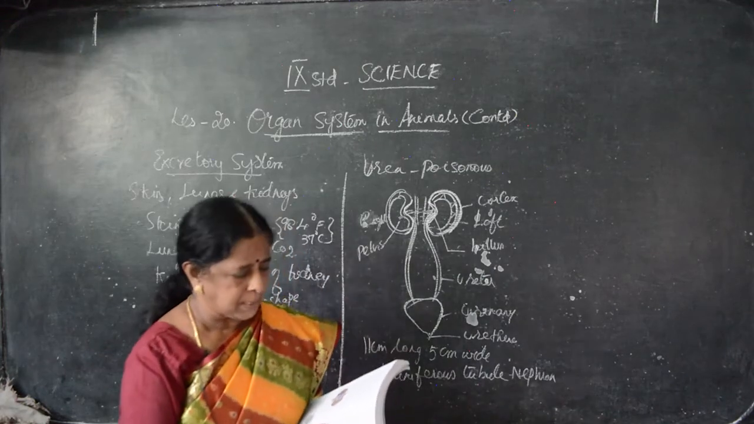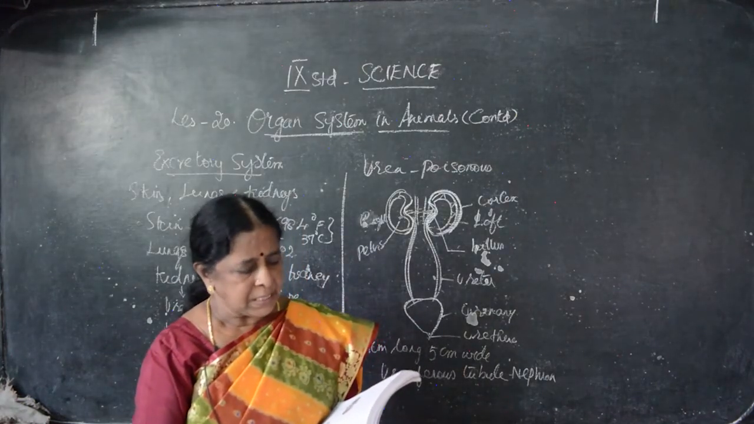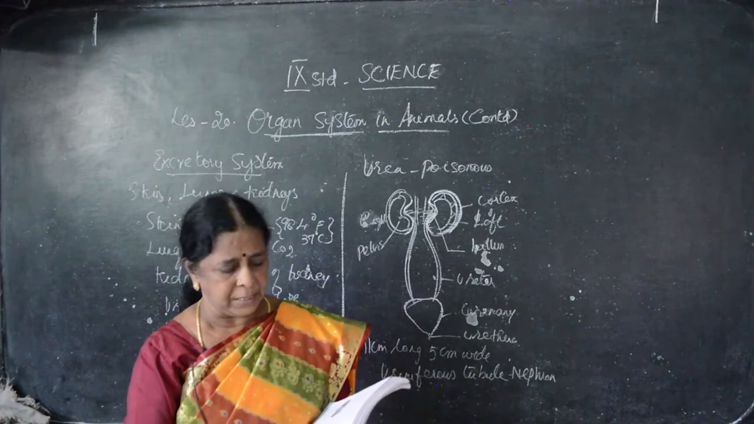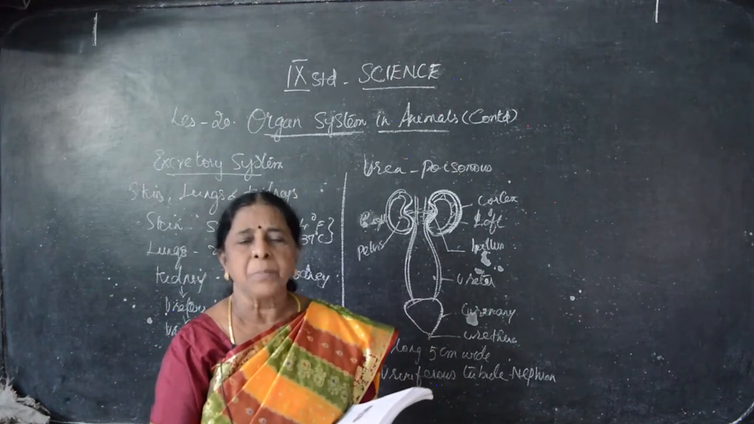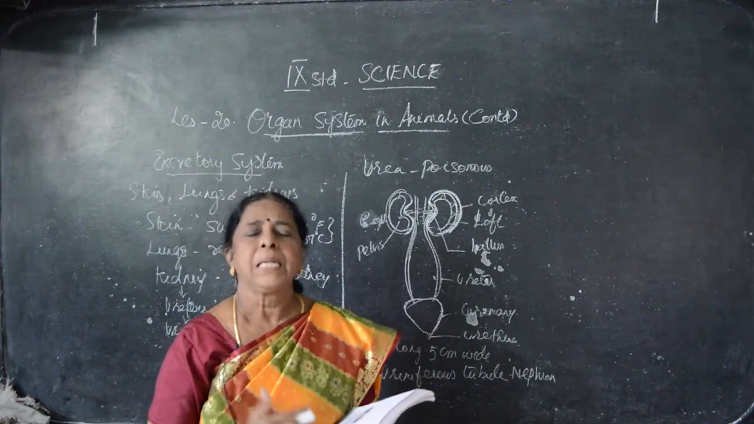This is a small hole. It's a membranous tube which connects the bladder to the exterior. The urethral sphincters keep the urethra closed and open only at the time of micturition. Micturition means what? Urination. When the bag is filled up, the urine is expelled out.